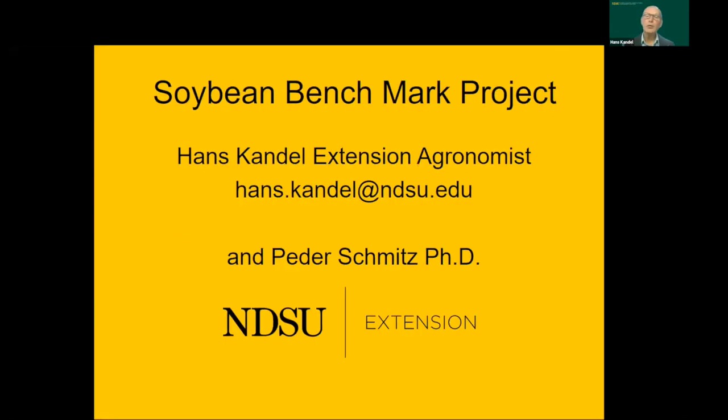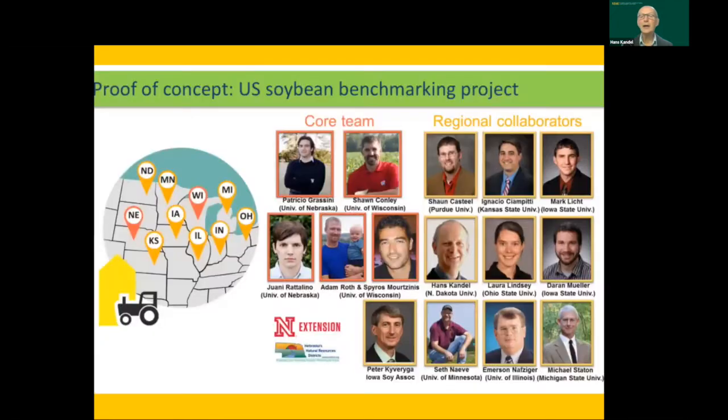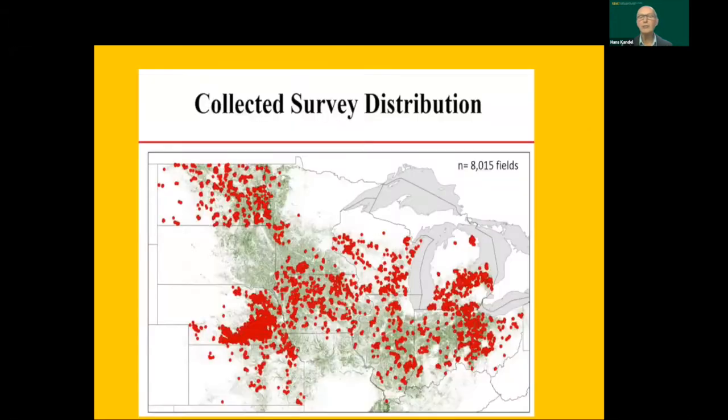Now I'm going to talk a little bit about another major project, and this was conducted together with many of my colleagues in the region, and also Peter Schmitz was involved in this. And this we called a benchmark project. It was funded by the regional check of dollars, and it was done by many of my extension agronomists in the region. So we took over 8,000 samples of fields.